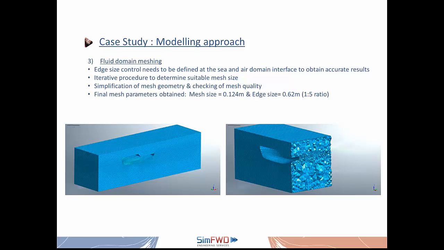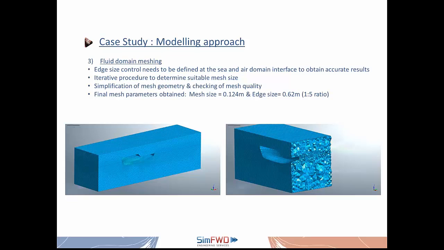So first we have used edge size control, defined the sea and the air domain interface in order to refine the mesh and obtain accurate results. We have followed an iterative procedure to determine the suitable mesh size. And of course, before getting into the meshing process, we also tried to simplify the geometry and check its quality, and lastly check the quality of the mesh.